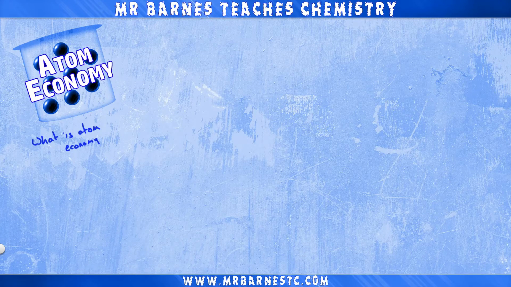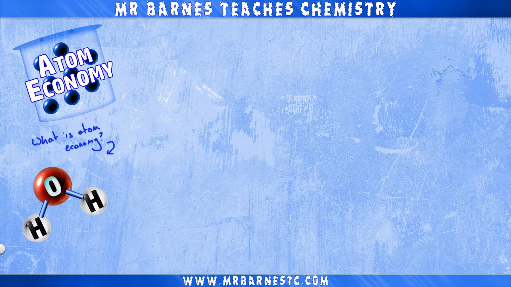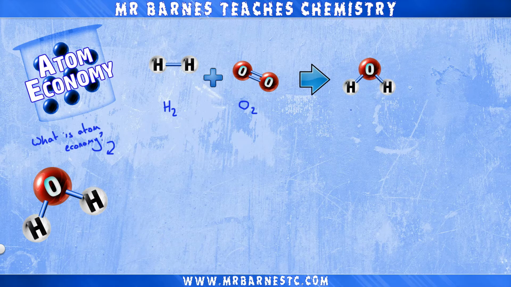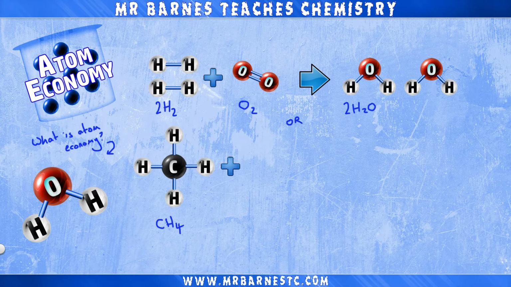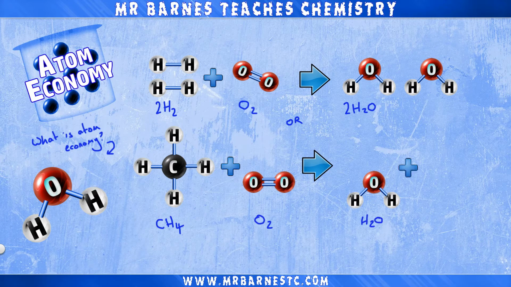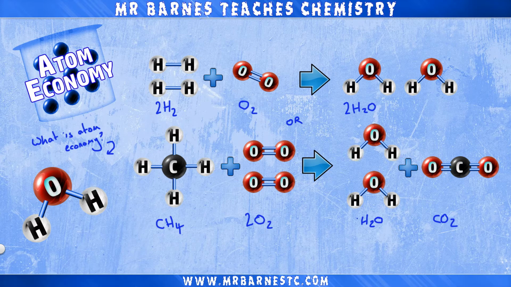So, what is atom economy? Let's say we want to make water in a chemical reaction. There are lots of ways to make water, such as hydrogen, H2, reacting with oxygen, O2, to form water, H2O, which when balanced looks like this. You can also produce water by the complete combustion of methane, CH4, in lots of oxygen, O2, which forms both water, H2O, and carbon dioxide, CO2, which again, when balanced, looks like this.